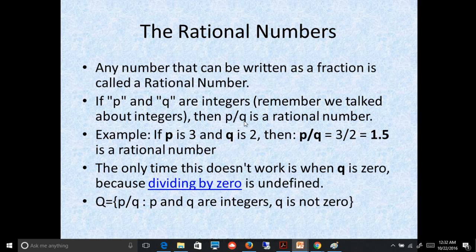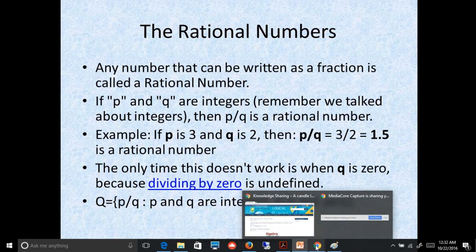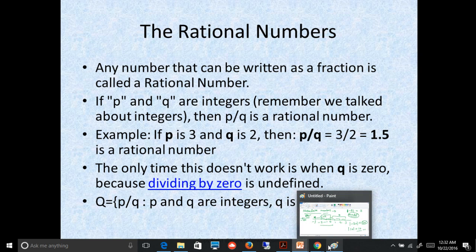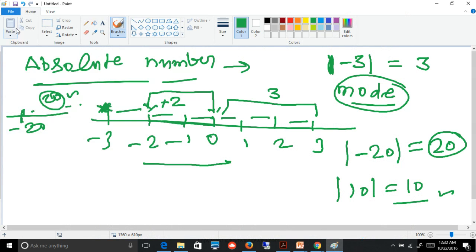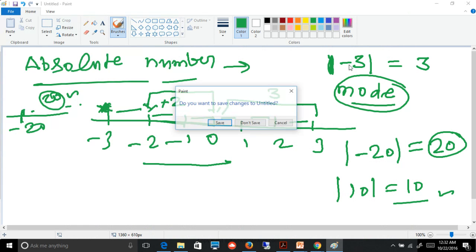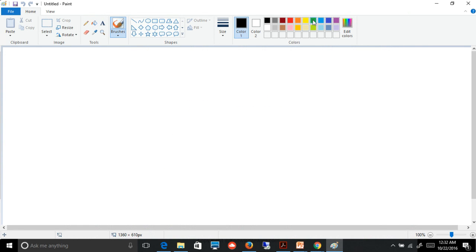Now, what is this? Rational number. What is this rational number? A number which can be written as a fraction is called a rational number. Basically, we can see most of our numbers are rational numbers. So what is this rational number here?